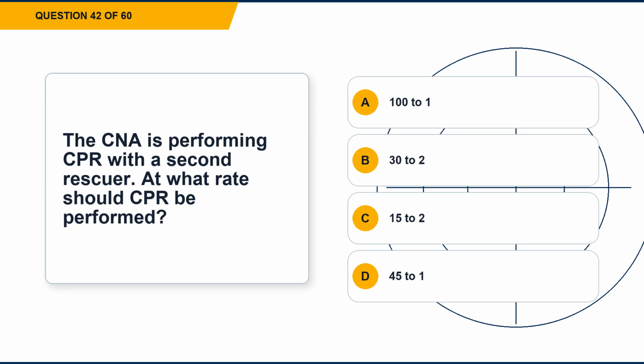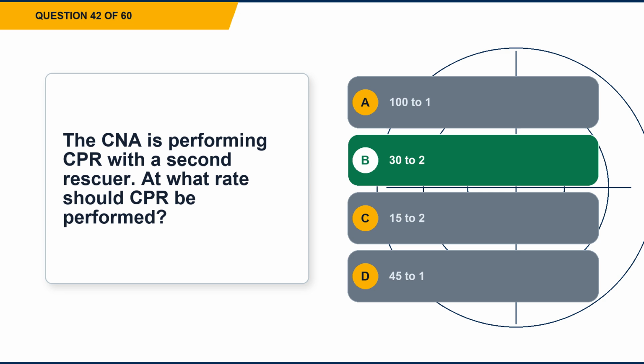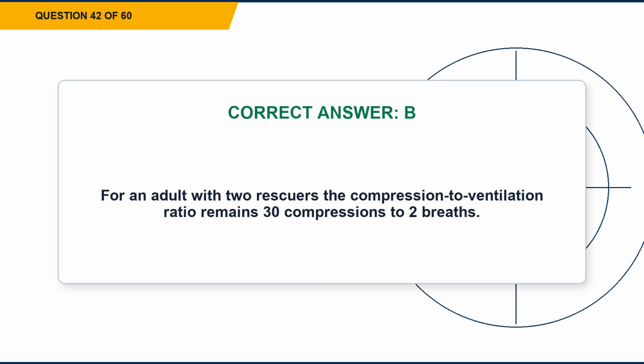Question 42. The CNA is performing CPR with a second rescuer. At what rate should CPR be performed? Option A, 100 to 1. Option B, 30 to 2. Option C, 15 to 2. Option D, 45 to 1. The correct answer is option B, 30 to 2. Explanation. For an adult with 2 rescuers, the compression to ventilation ratio remains 30 compressions to 2 breaths.